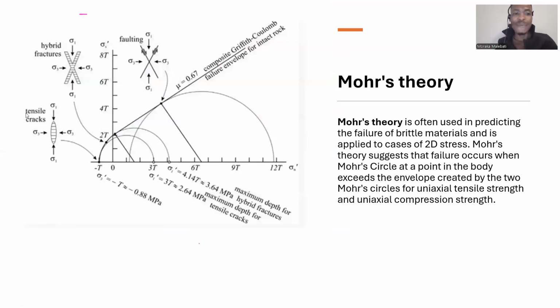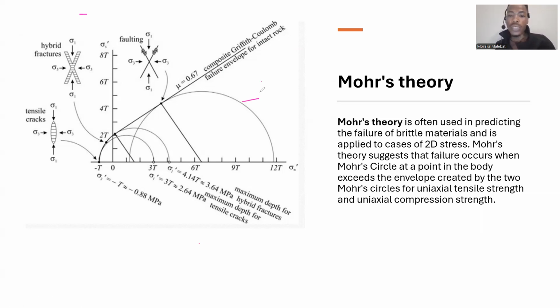Now, the most interesting one as well is the Mohr theory. It is often used in predicting the failure of brittle materials. We want to know at what point this material will fail. The theory suggests that failure occurs when the Mohr circle at a point in the body exceeds the envelope created by two Mohr circles for uniaxial tensile stress and uniaxial compressive stress.